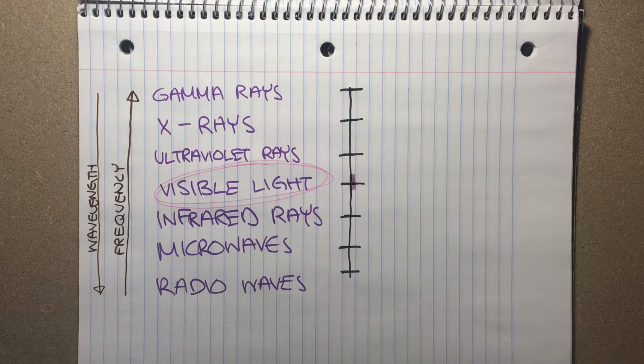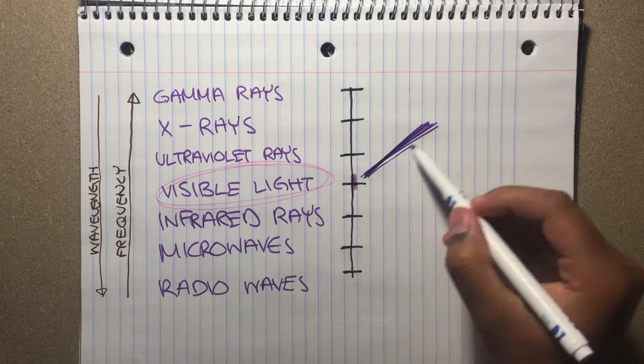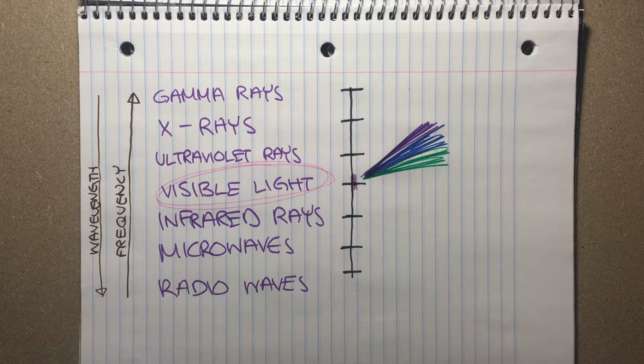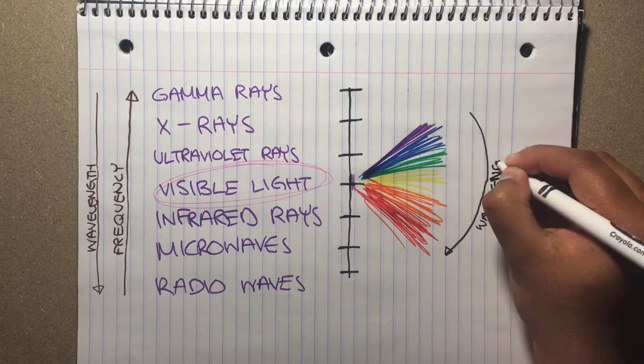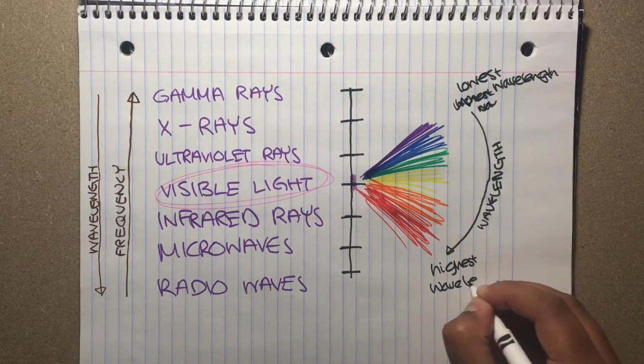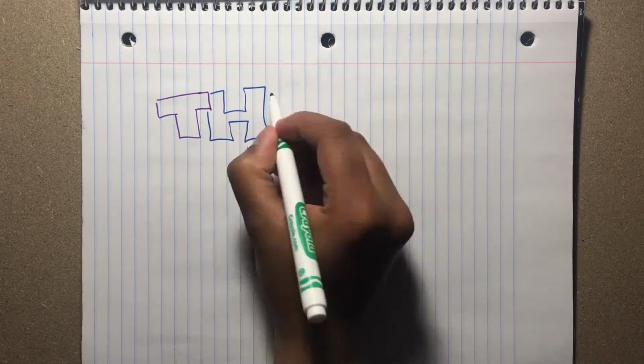This is the little bit of the EM spectrum that we can actually see, and that is divided into the different visible colors. Different colors are consequences of different wavelengths as well. Violet has the smallest wavelength and red has the greatest. And that is the intro to waves.